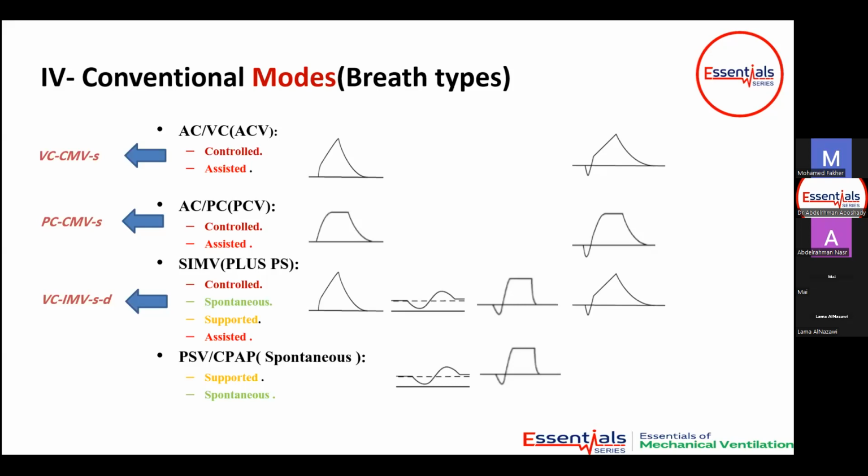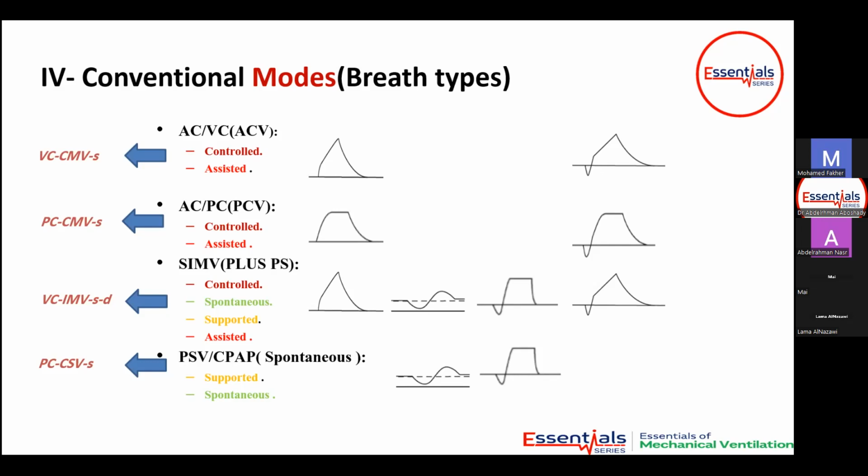Okay. At last, the spontaneous mode, the pressure support or the CPAP, is a pressure control because you limit and control the pressure support. CSV, continuous spontaneous ventilation, because it only gives supported or spontaneous ventilation. And set point, because you set the number of the pressure support directly on the ventilator. So these are the classification or the taxonomy of conventional modes we usually use in our ventilation.